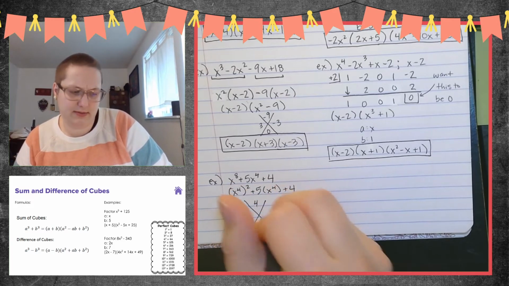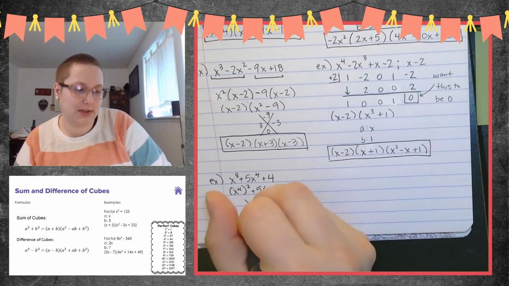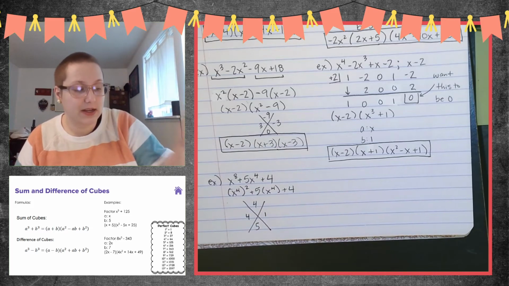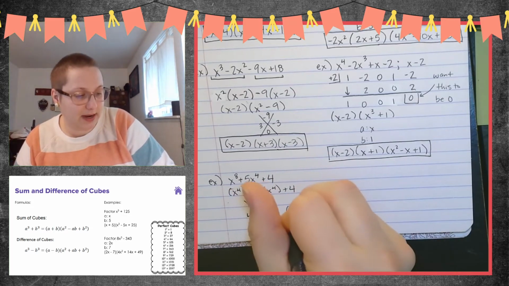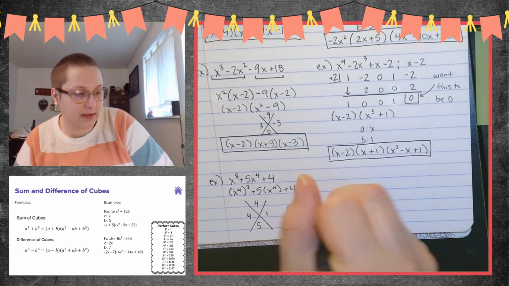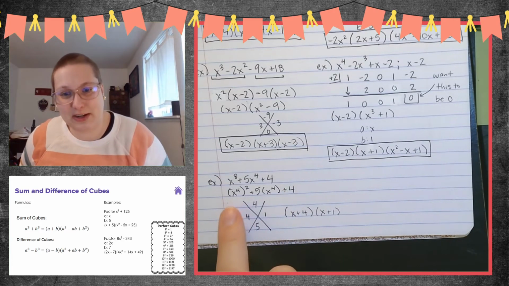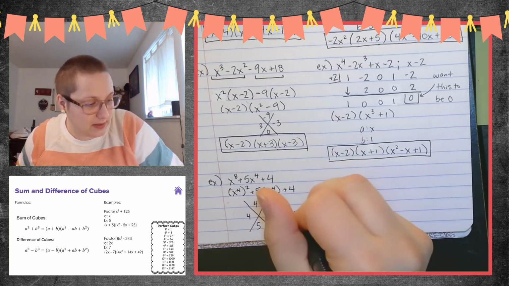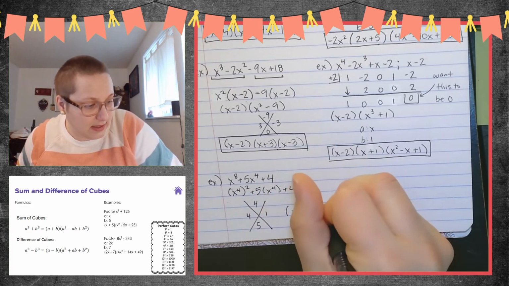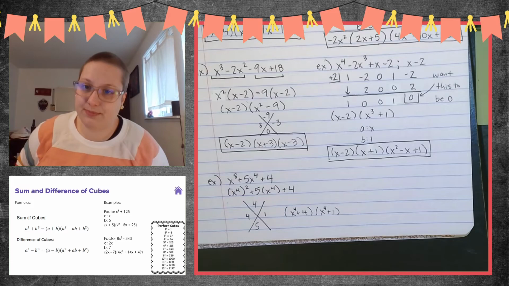So 4 and 5, yep. 4 is 4 times 1. Normally what we would do is write x plus 4 and x plus 1. But this isn't your average ordinary quadratic. It's x to the 4th squared. So this is x to the 4th plus 4 and x to the 4th plus 1.